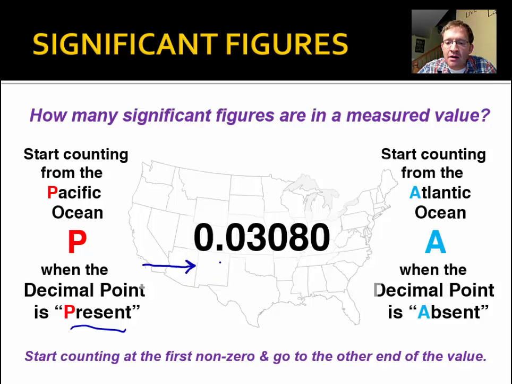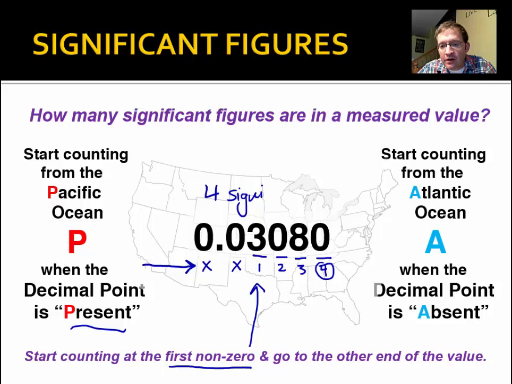This is a 0. We need to start counting with the first non-zero, right? Which is in the 3's position right there. So we wouldn't count this 0, but we would count the 3, that's 1, the 0, 2, the 8, 3, and the 0, 4 significant figures. This value has 4 significant figures. And we're sure of the 3080. Okay, we're certain of the 3080.